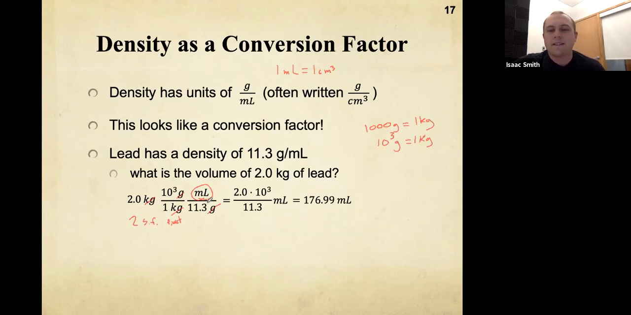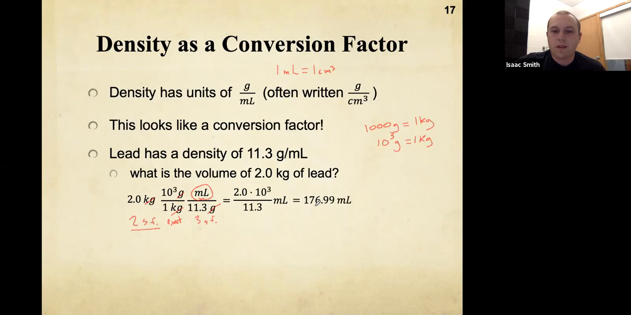And then the density is a measured property. So the 11.3 is 3 sig figs, okay? So our answer can only be to the least amount of sig figs as the numbers we're multiplying or dividing. So our answer is going to be accurate to within 2 sig figs.